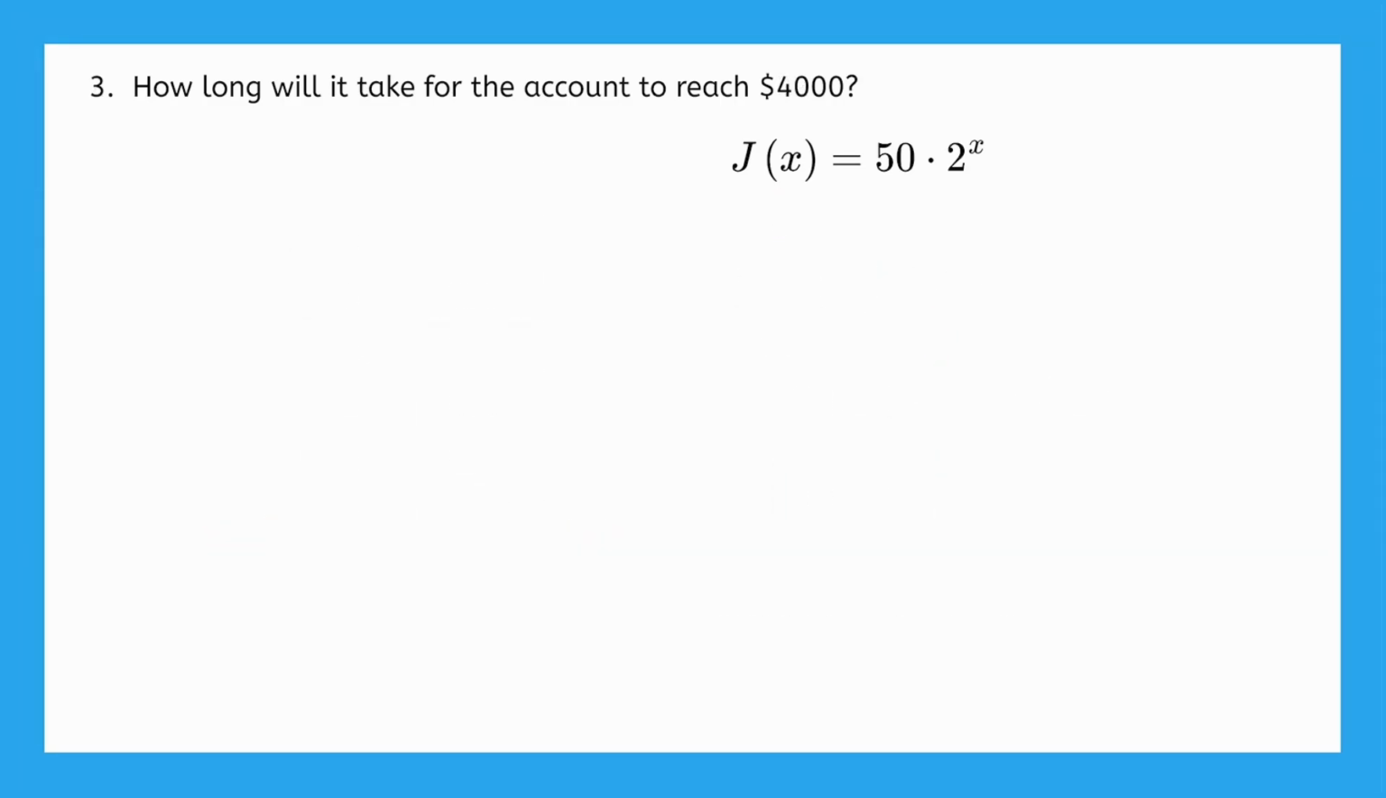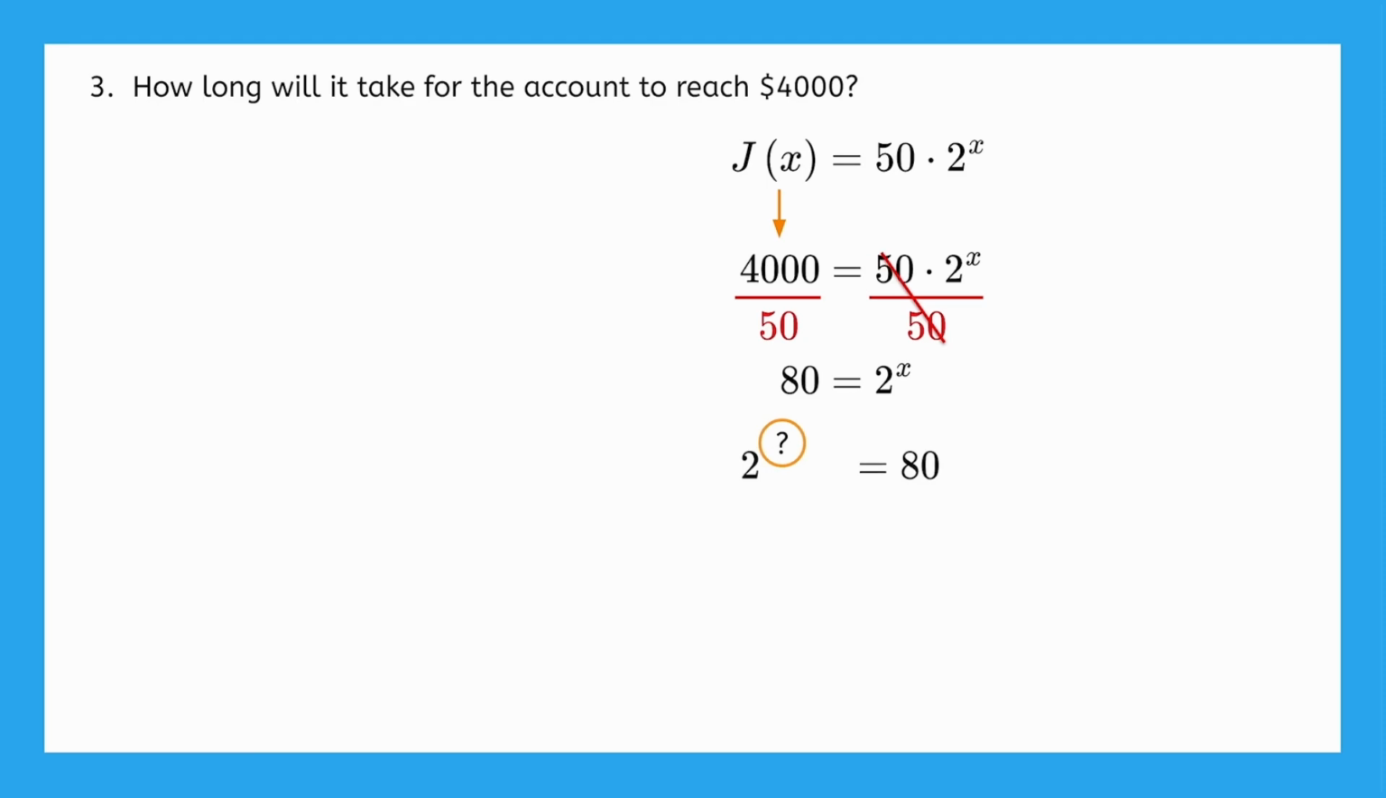Let's look at one last question about Jake's account. How long will it take for the account to reach $4,000? This question is very similar to the previous one. We're being asked for the time given the balance. Once again, we can replace j of x with 4,000 and divide both sides by 50. We get 80 equals 2 to the power of x. So we need to find what power of 2 gives us 80.